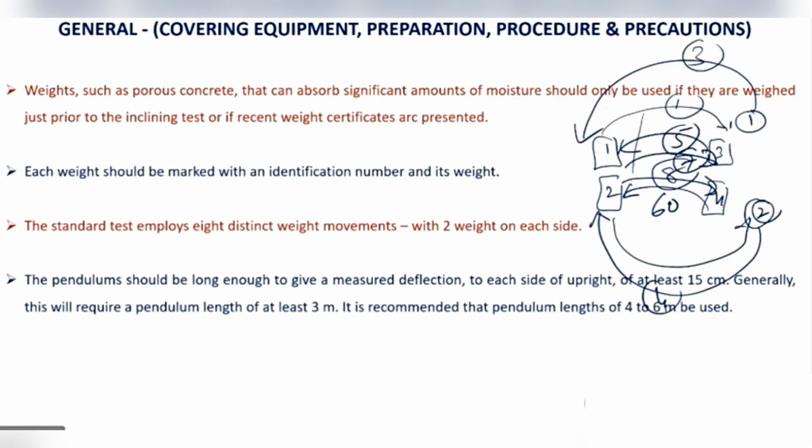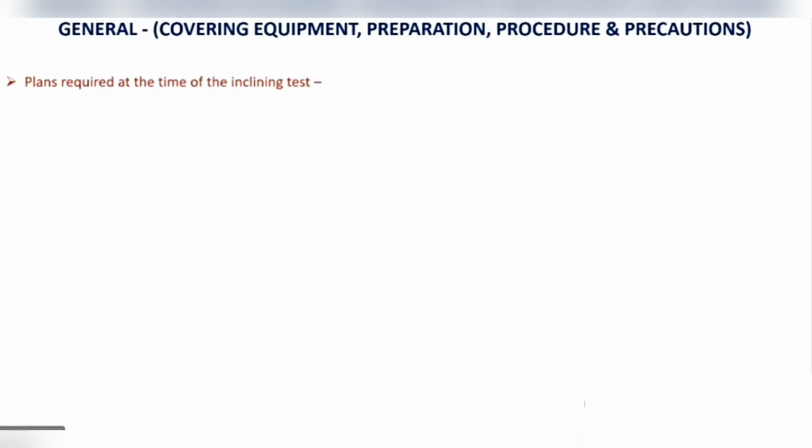That means when both the weights have gone from port to starboard, the minimum deflection should be at least 15 centimeters on the scale. Generally, this will be possible if the pendulum length is a minimum of 3 meters. Pendulums between 4 to 6 meters should be used. So the length of the pendulum is also recommended; ideally, it should be between 4 meters to 6 meters. To conduct the experiment, you'll need the plans of the ship and the hydrostatic particulars, and all those things will be required.